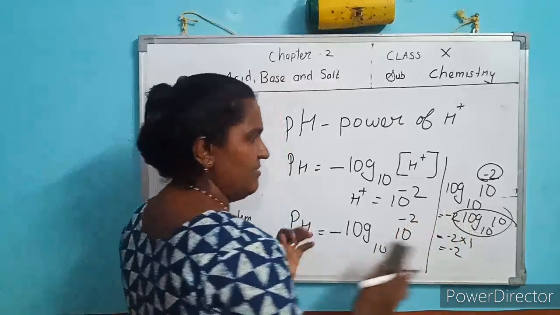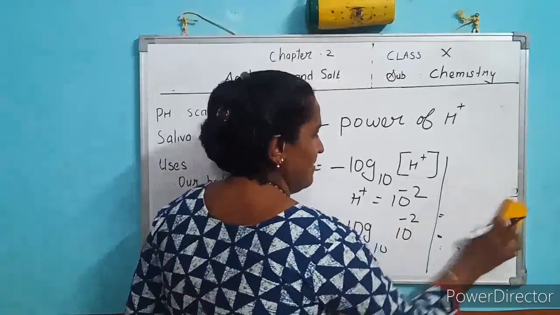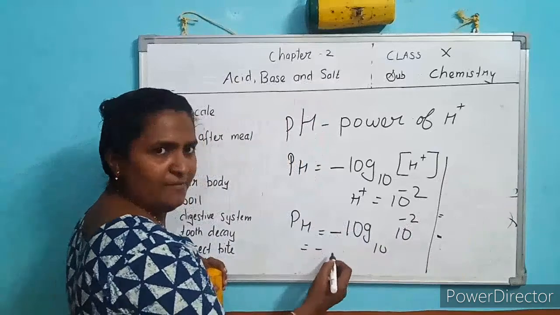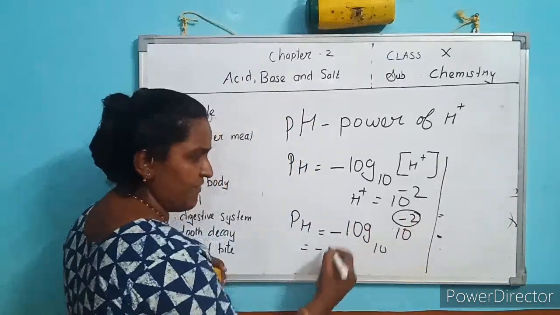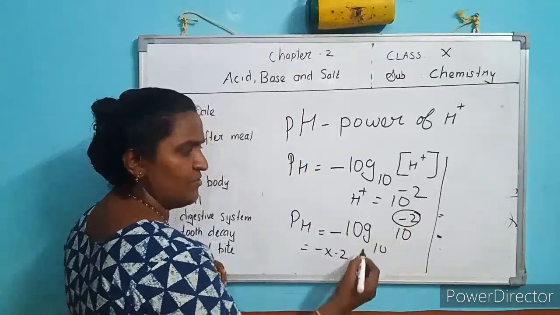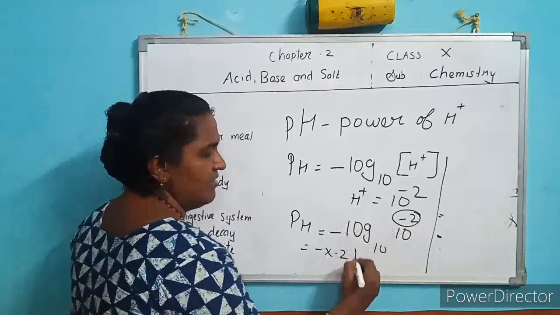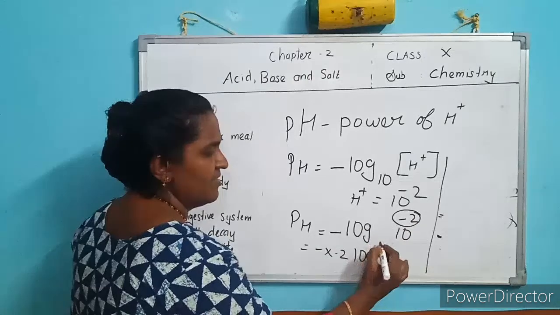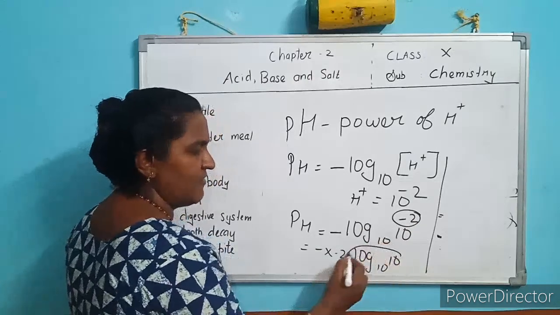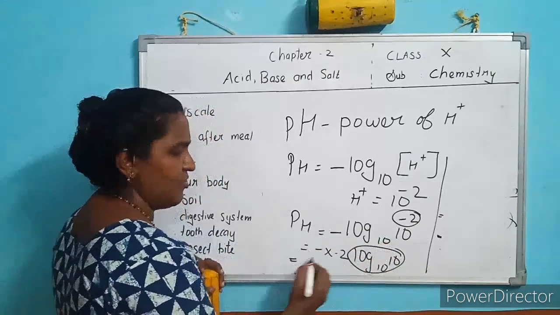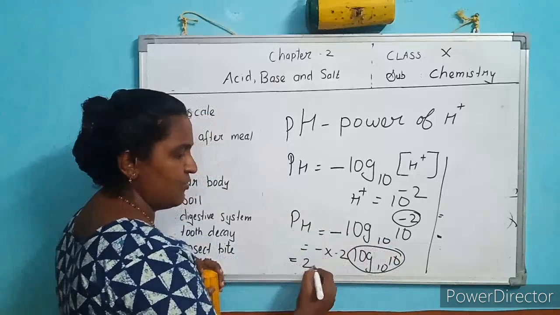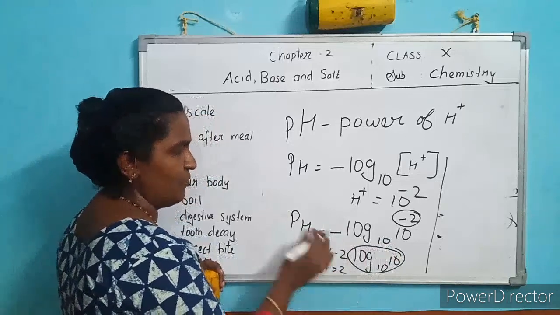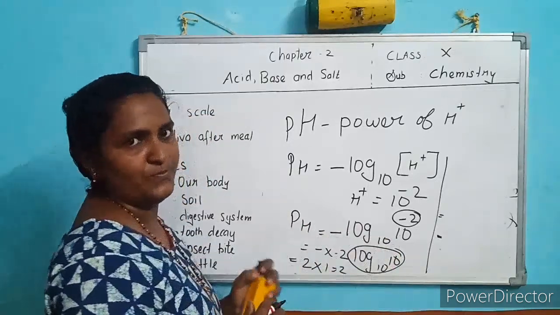Understood? Here you already have a minus, so this term you bring to the front: minus 2. This is a formula. Log 10 to the base 10, what is the value of this? 1. So minus into minus is plus, 2 into 1 equals 2. So the pH of the given solution is 2.